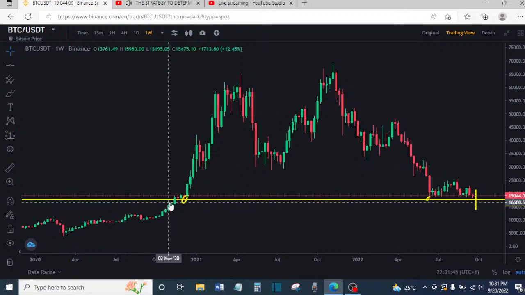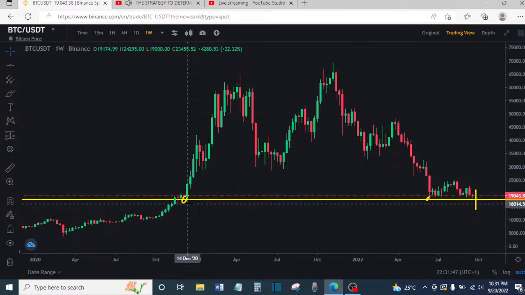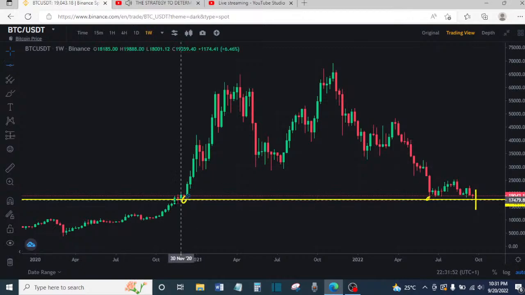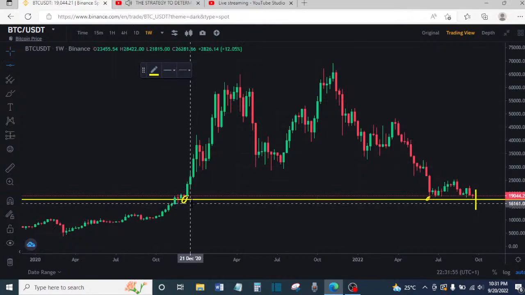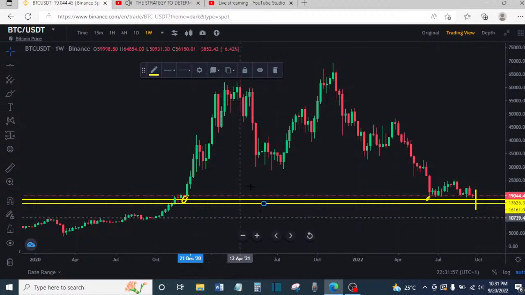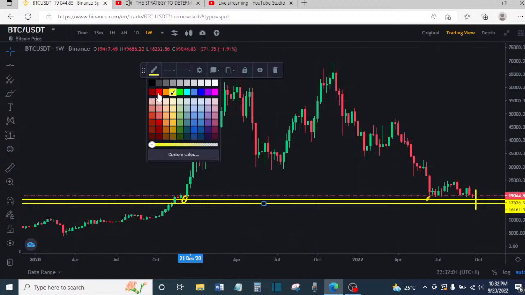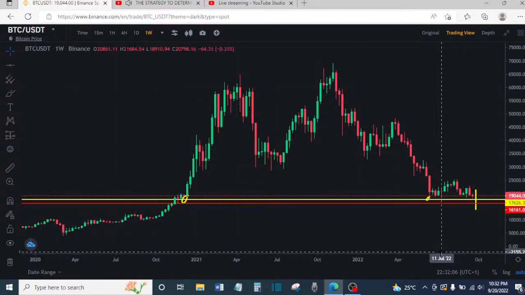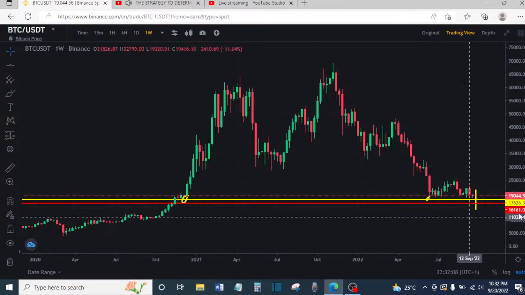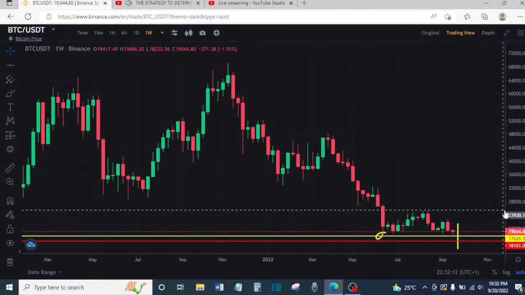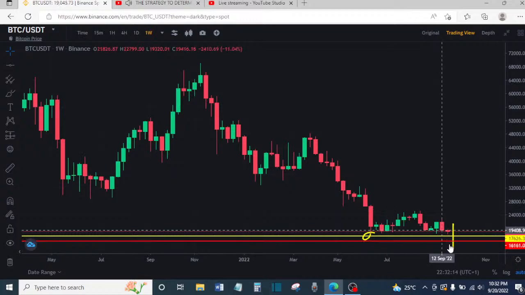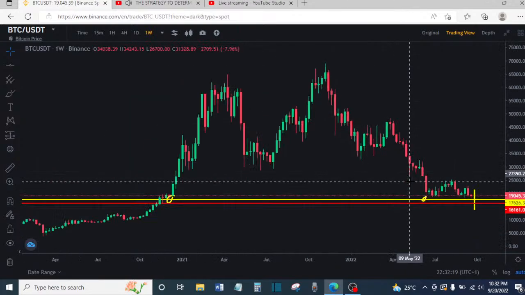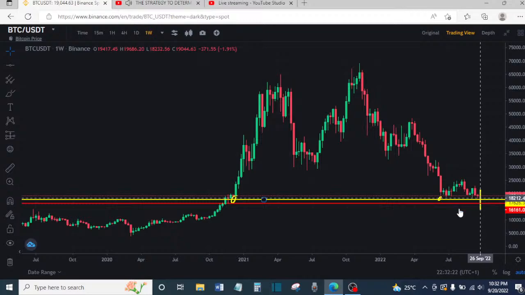Okay, so this area, which is $16,000, is the extent to which I feel price can possibly get to. Okay, if we could have a crash down towards the $16,000 mark, then before going up. So for me, that's going to be one of the best points to buy.